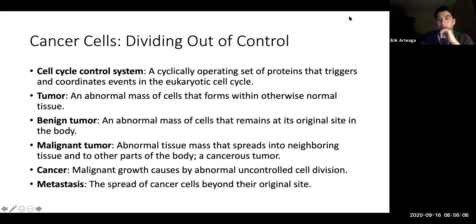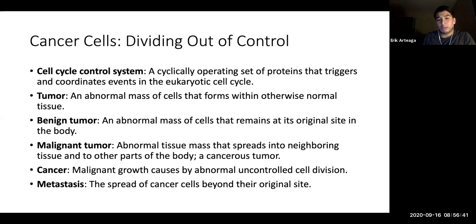Okay. So cancer cells dividing out of control. So, the cell cycle control system. This is a cyclically operating set of proteins that triggers and coordinates events in the eukaryotic cell cycle. Just think of this as kind of like the operating system of what triggers cells to divide and not divide, okay? And again, this is very, very important for tumor or cancer control, okay?